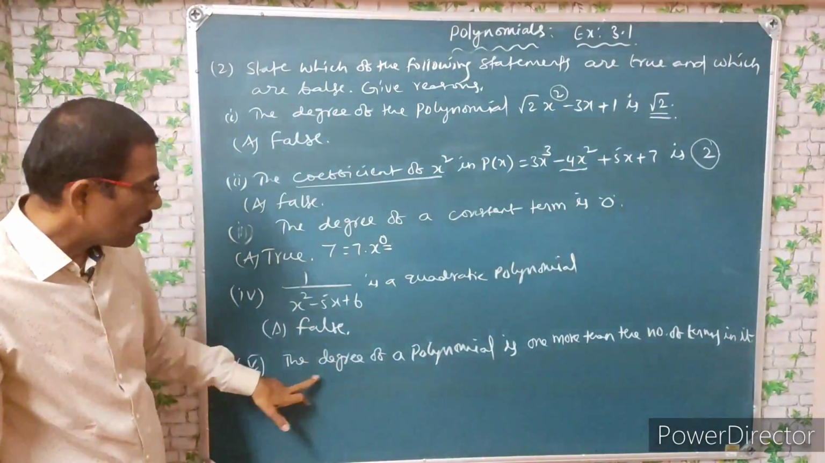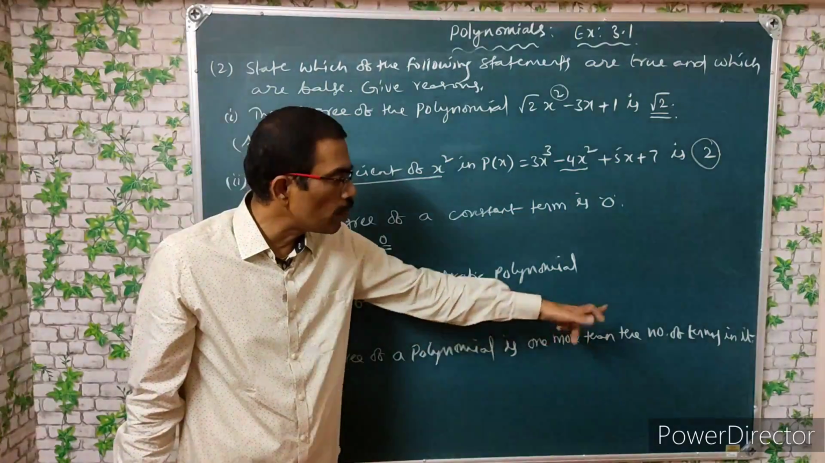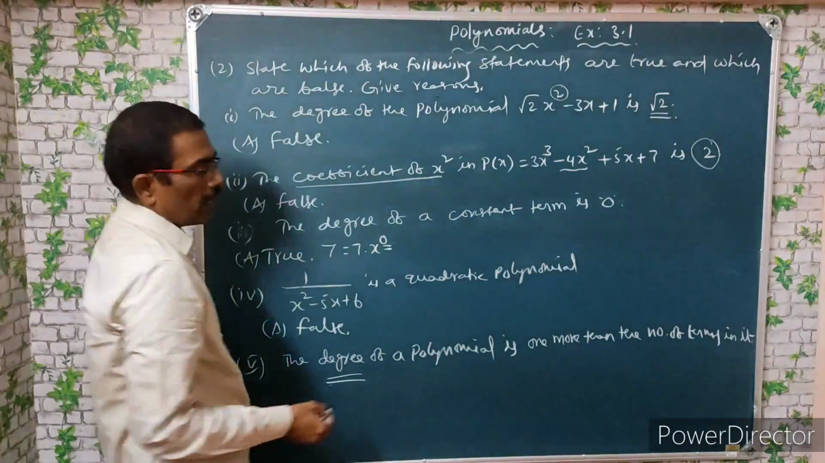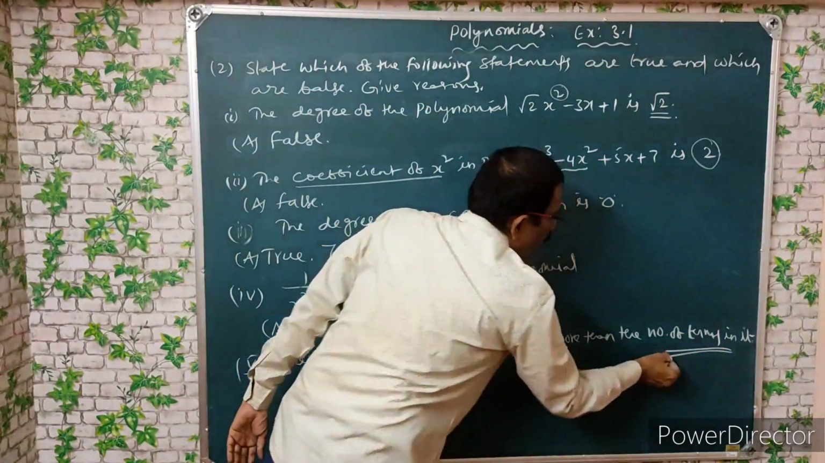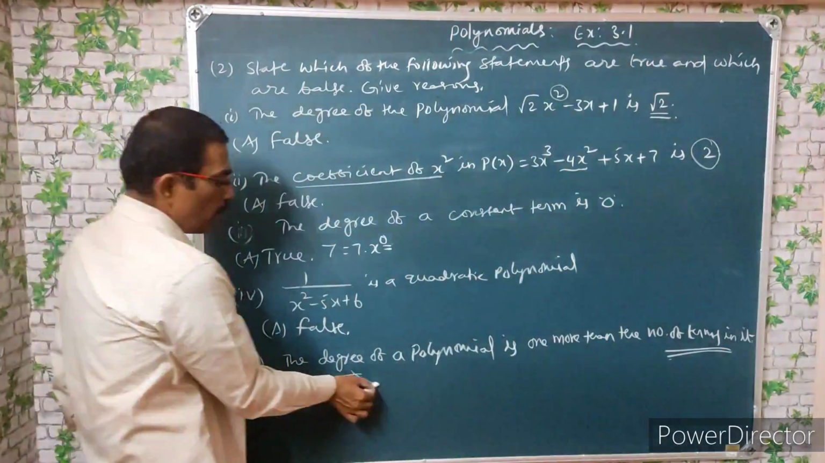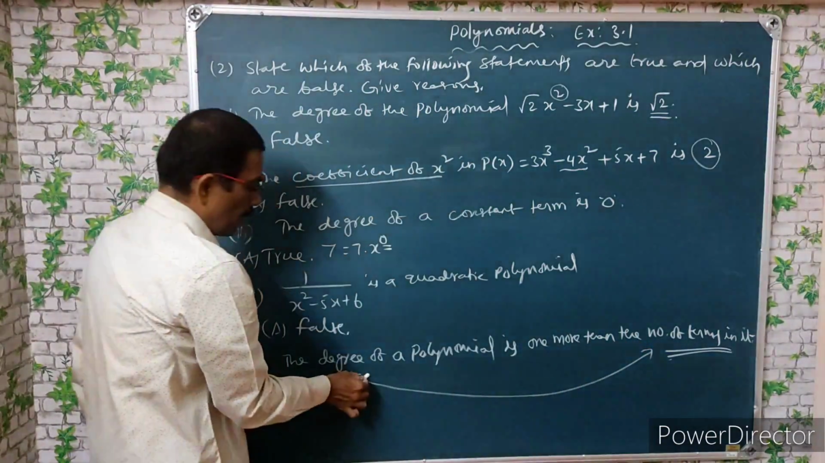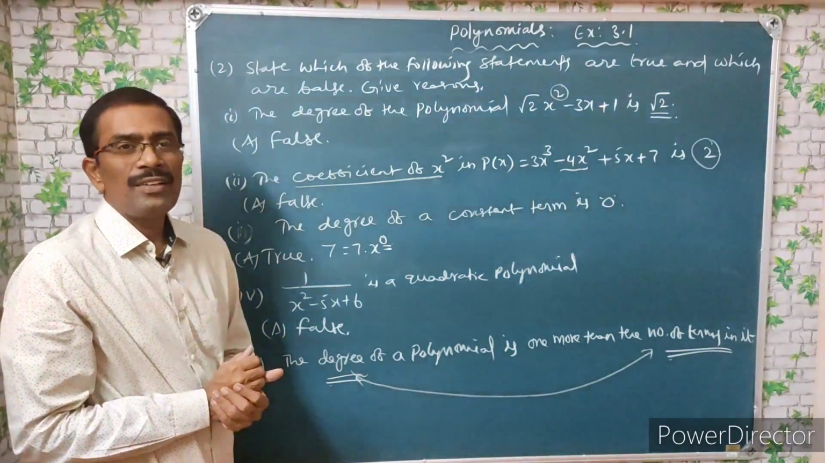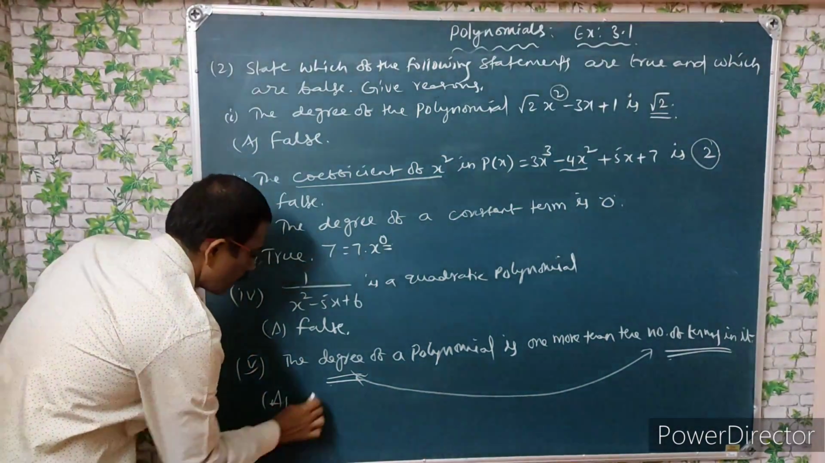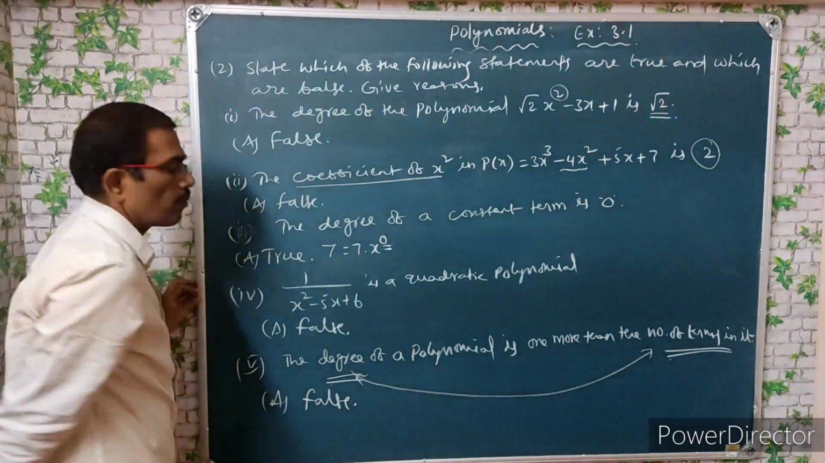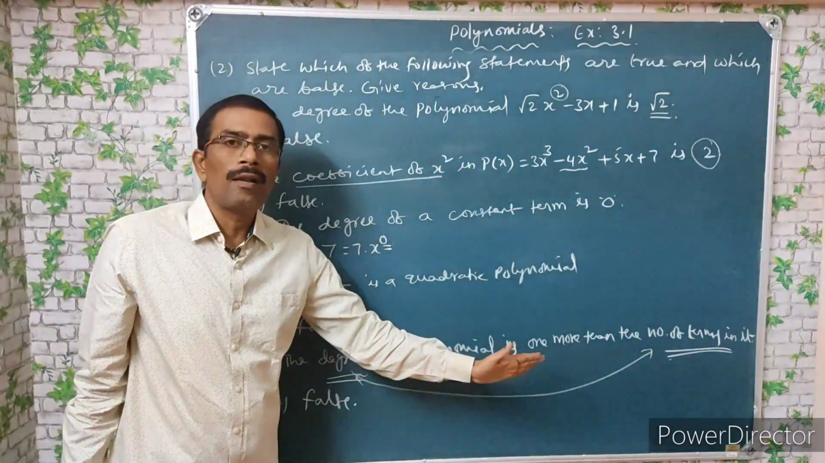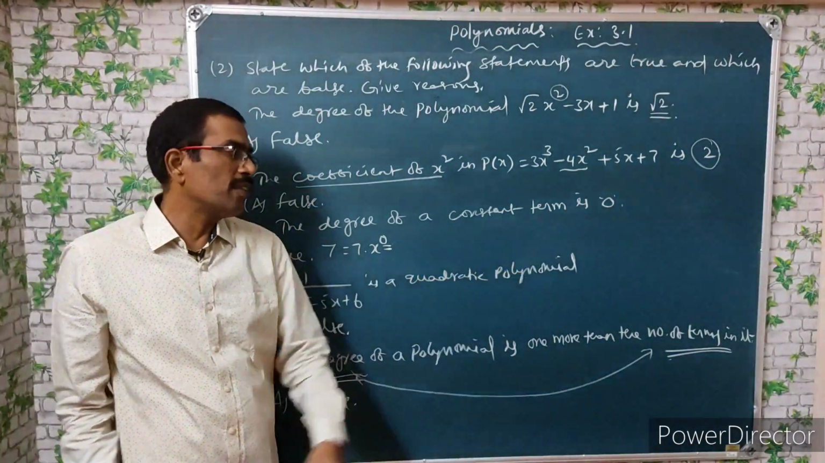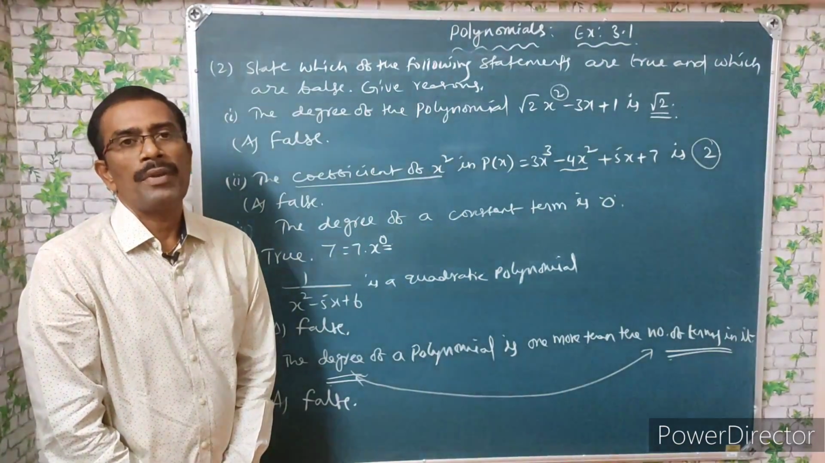Okay? Next, the degree of a polynomial is 1 more than the number of terms in it. The degree of a polynomial is 1 more than the number of terms. Remember, there is no relation between degree of the polynomial and the number of terms. Understand? So this is also false. Number of terms in a polynomial are not at all related with the degree, and the degree is not at all related with the number of terms in the polynomial.